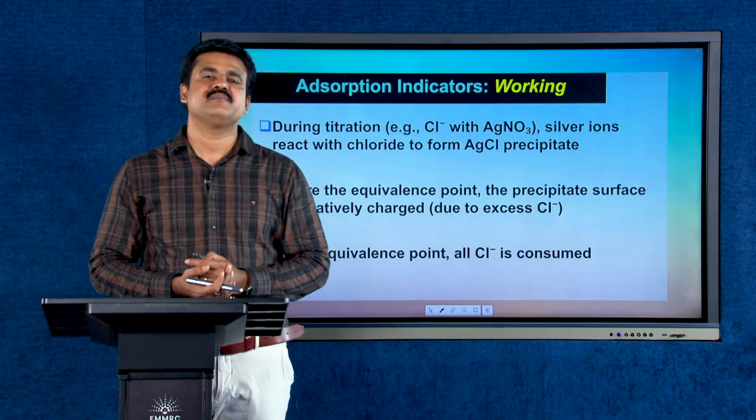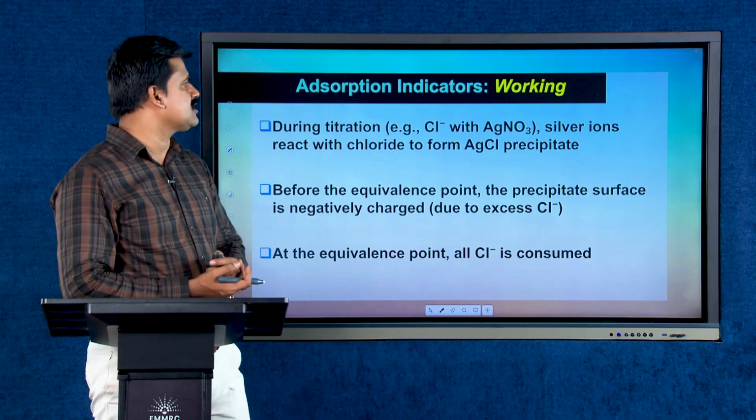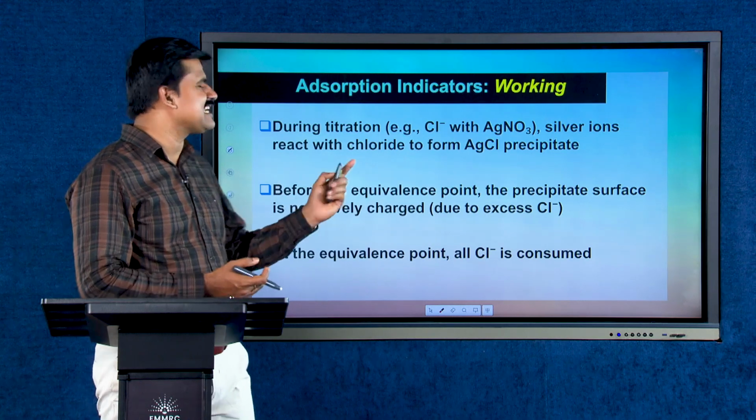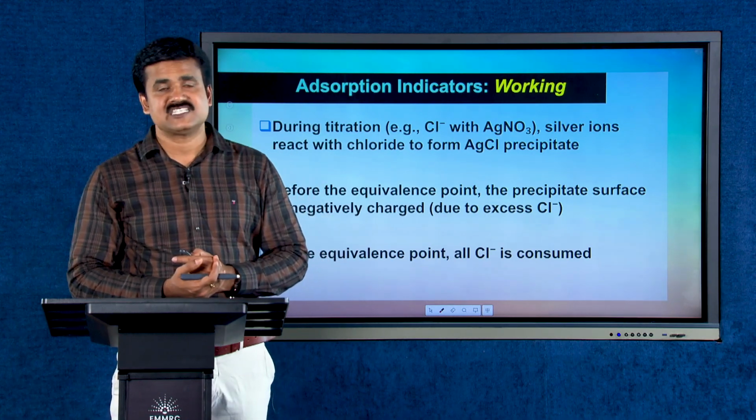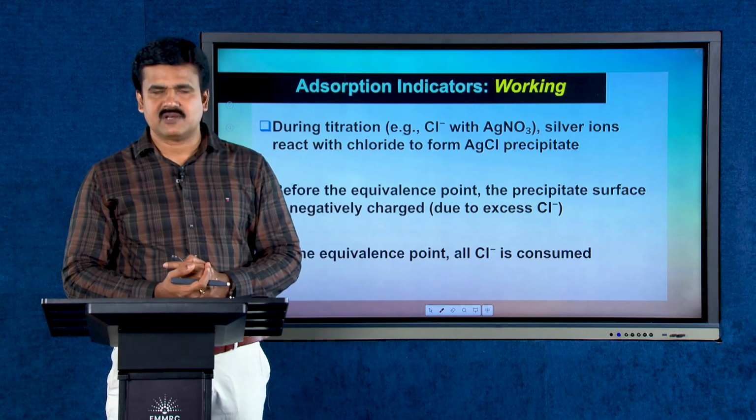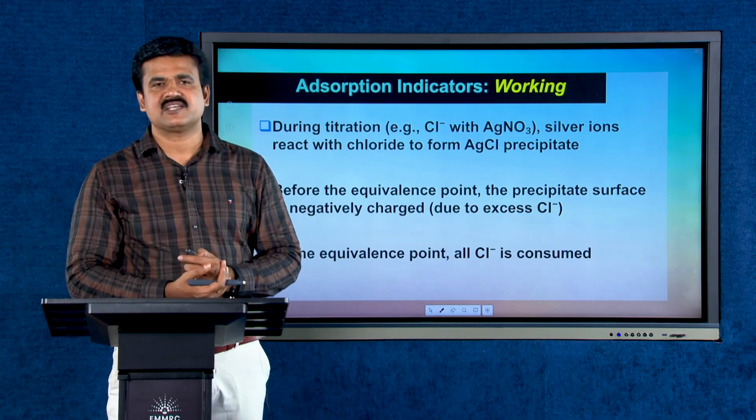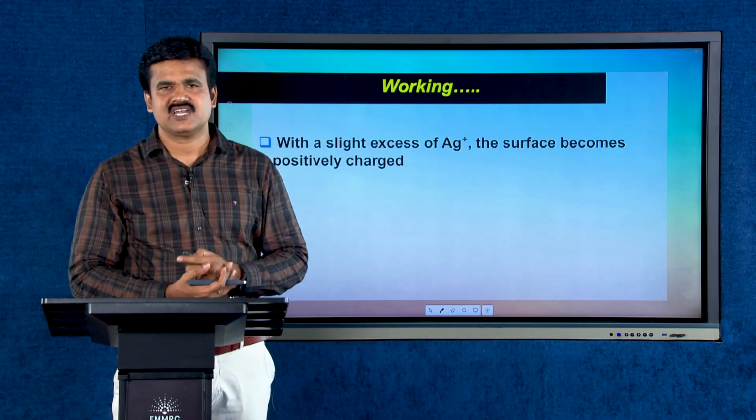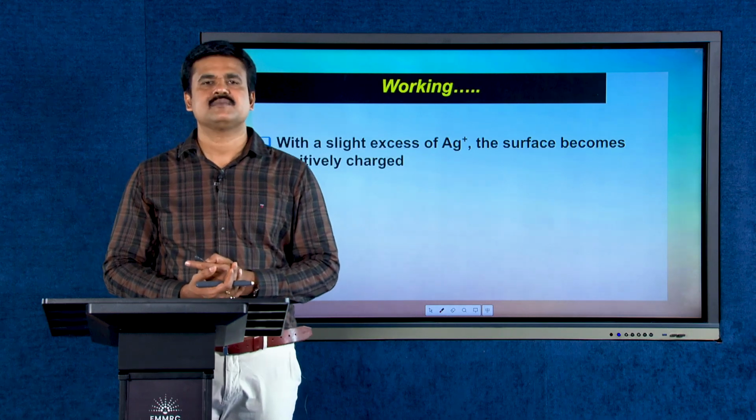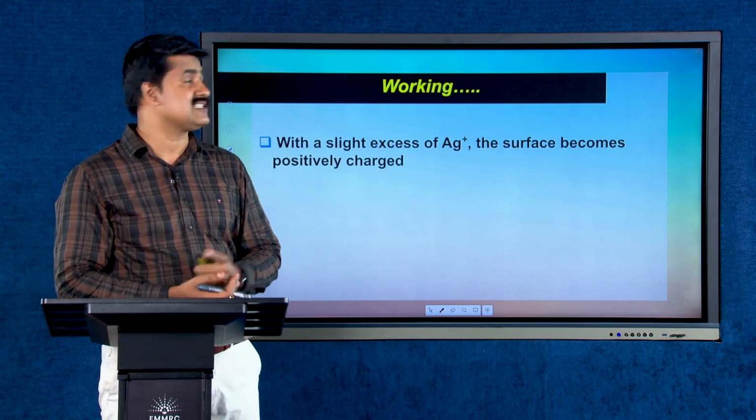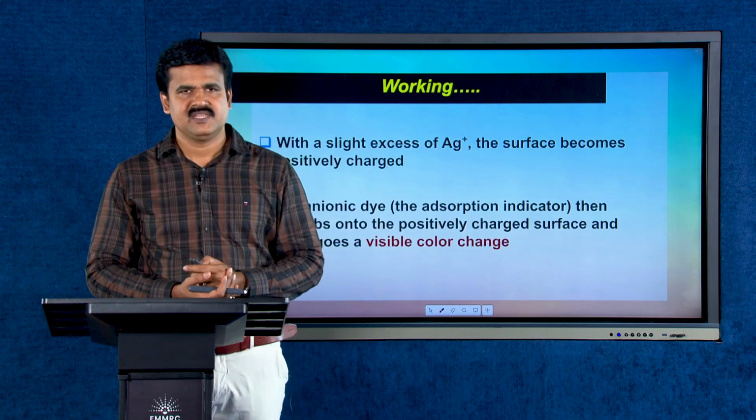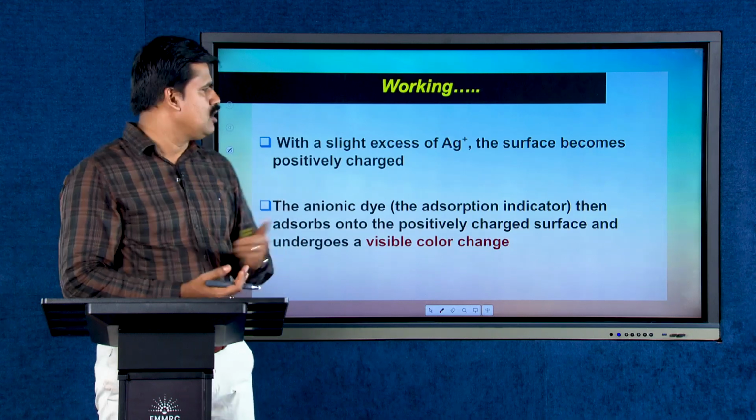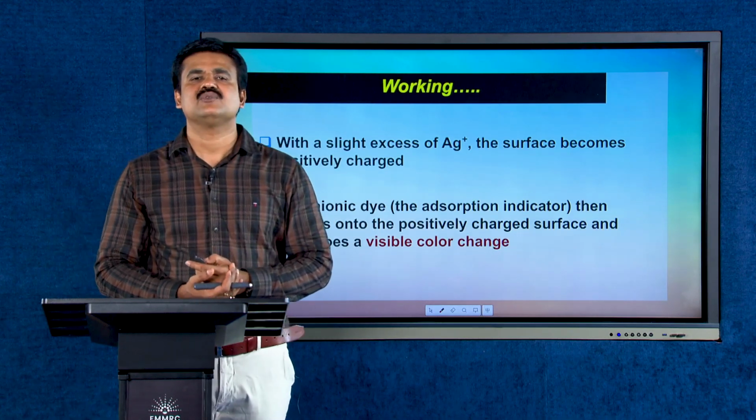During the titration, for example, Cl- with AgNO3, silver ions react with the chloride ion to form AgCl precipitate. Before the equivalent point, the precipitate surface is negatively charged due to the presence of the Cl- ion which is present in the medium. At the equivalent point, all the Cl- ions are consumed, and a slight excess of Ag+ may be present in the solution, and the surface of the AgCl precipitate will become positively charged due to the presence of this excess Ag+ ions. The anionic dye, that is the adsorption indicator, then adsorbs onto the positively charged surface and undergoes a visible color change.